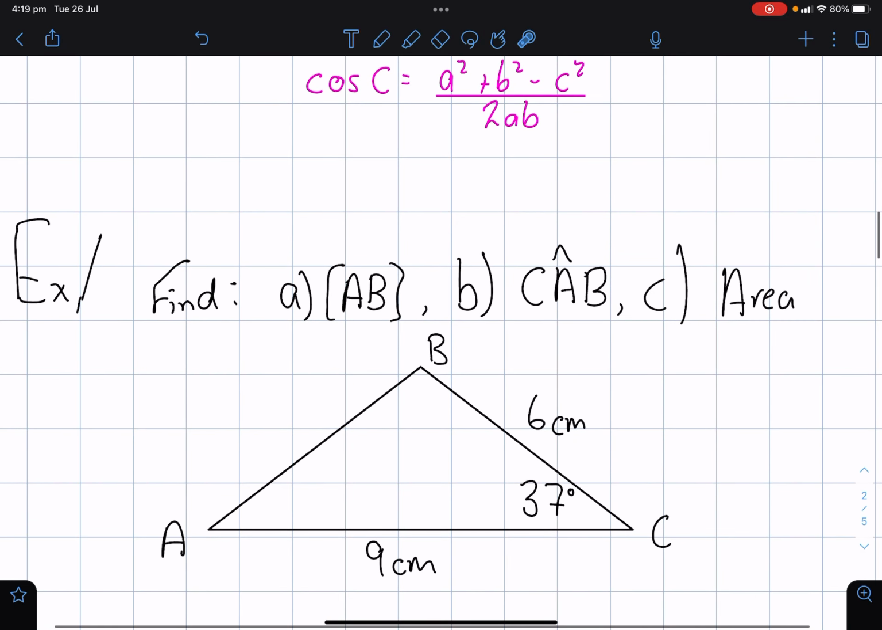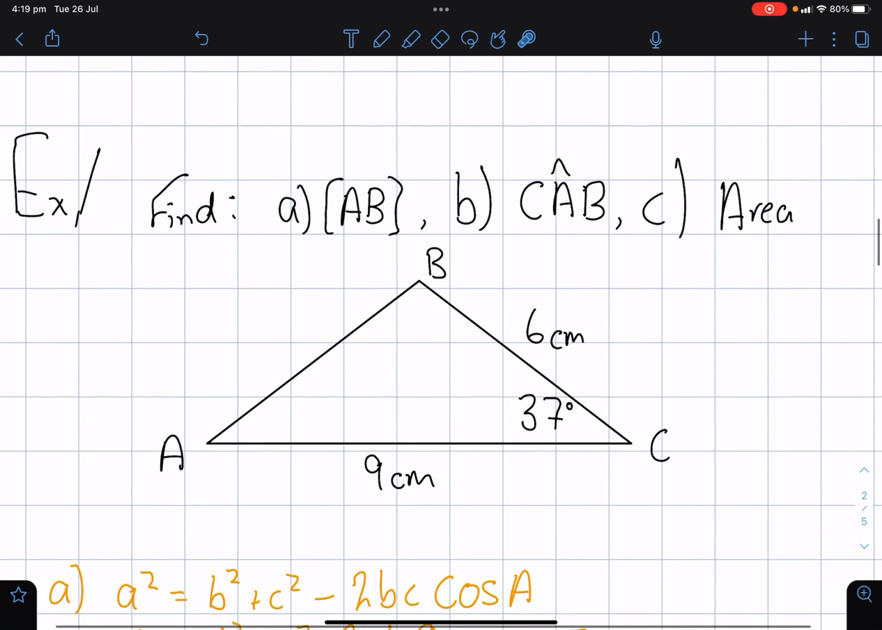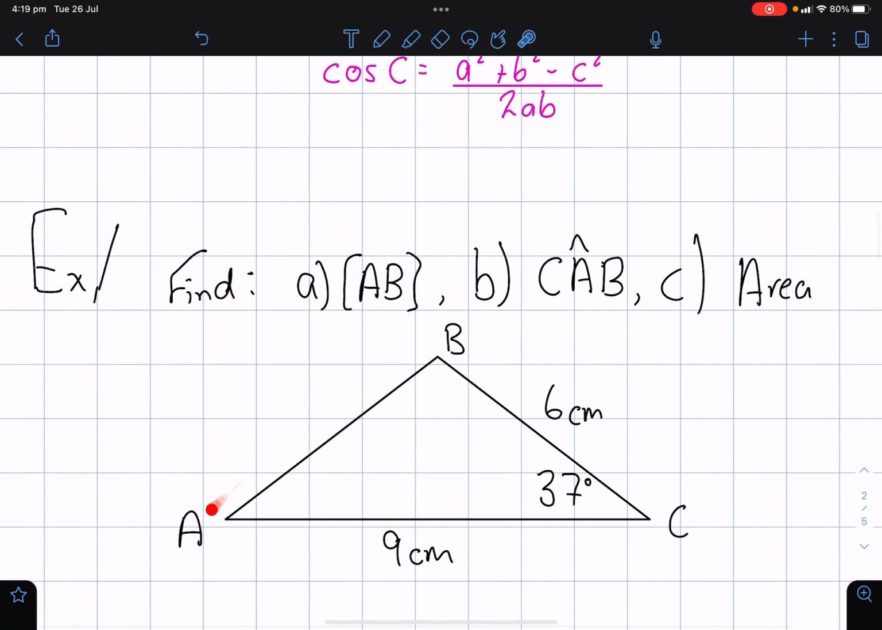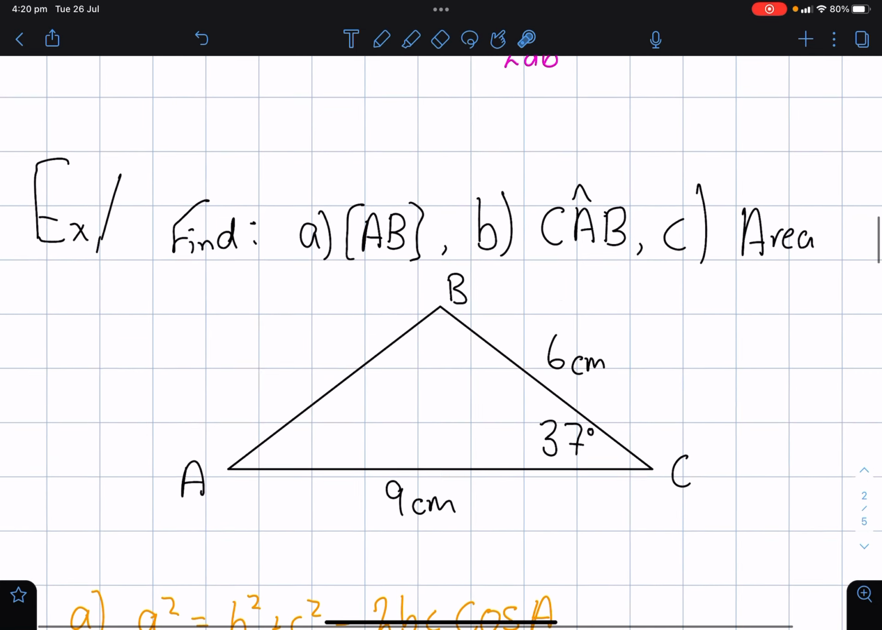So let's have a look at an example. So find A, length AB, so that's that length there. B, angle at CAB, so the angle at A, which is that angle there. And then finally C, finding the area. So going back to the last video using that formula there. So if we want to find length AB, we're going to use the cosine rule.